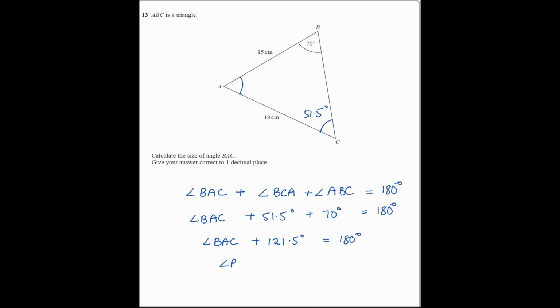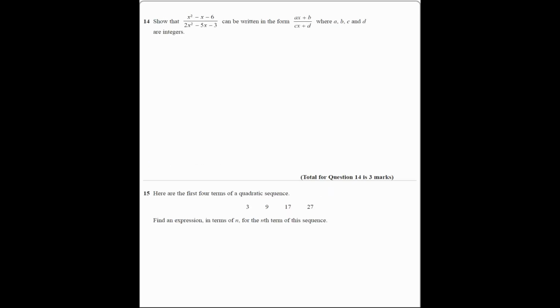And then in the final step, we can write angle BAC equals 180 degrees minus 121.5 degrees. So 180 minus 121.5 gives us 58.5 degrees. That is angle BAC, correct to one decimal place. So that's it. Angle BAC is 58.5 degrees, accurate to one decimal place. Triangle mystery solved.